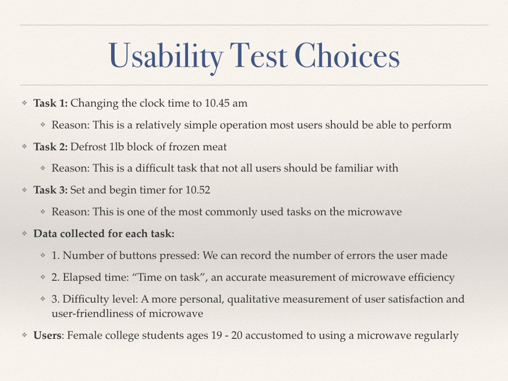We collected 3 sets of data. The first was the number of buttons pressed, so we could record the number of errors the user made. The second was elapsed time on task, which was an accurate measurement of microwave efficiency. And the third, difficulty level, a more personal qualitative measurement of user satisfaction and user friendliness of the microwave. Our users were all female college students aged 19 to 20.